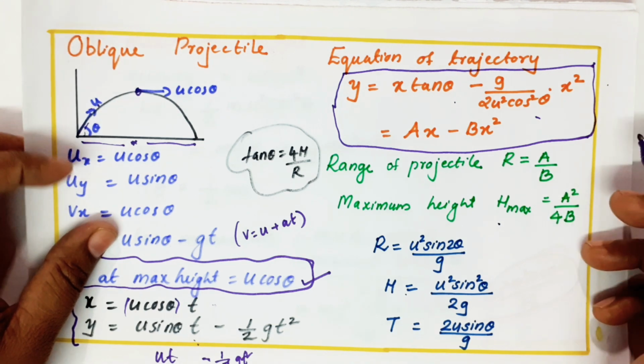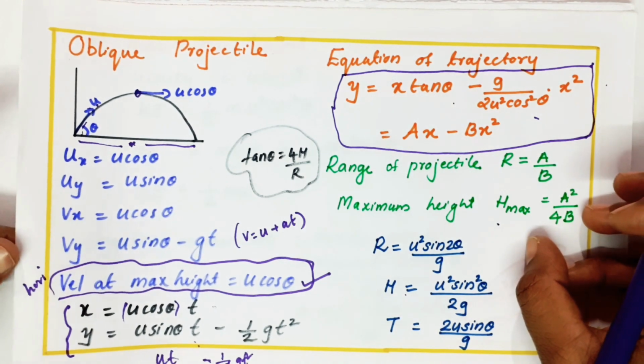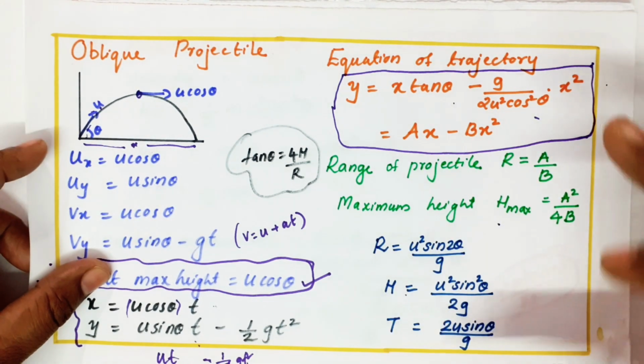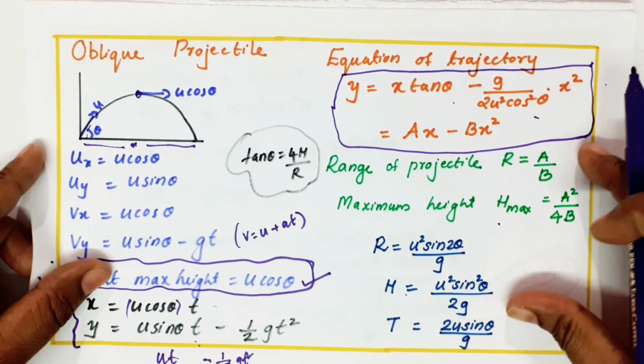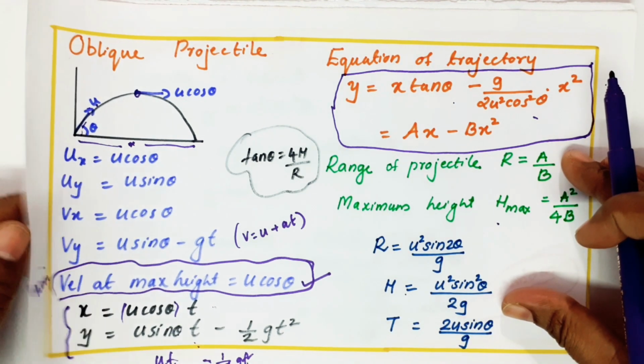A square by 4b, where a is the coefficient of x and b is the coefficient of x square. So this full page, all the equations you have to remember. Range of the projectile, we can write as a by b. Height is a square by 4b.